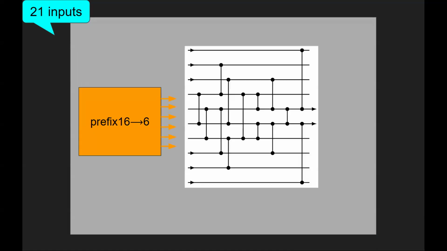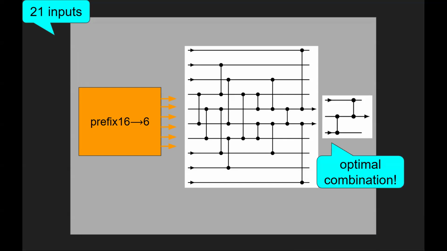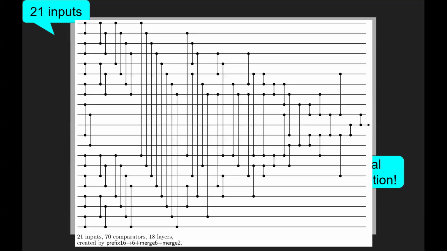Okay, 21 inputs again is hard. But I do it from 16 to 6. And I have this merge network that merges 6 sorted inputs with 4 unsorted inputs. And then finally I wire like that. And that's an optimal combination as well. And this is the network, 70 comparators for 21 inputs.